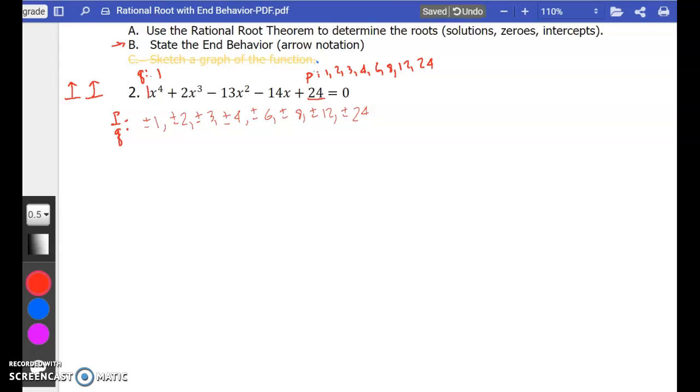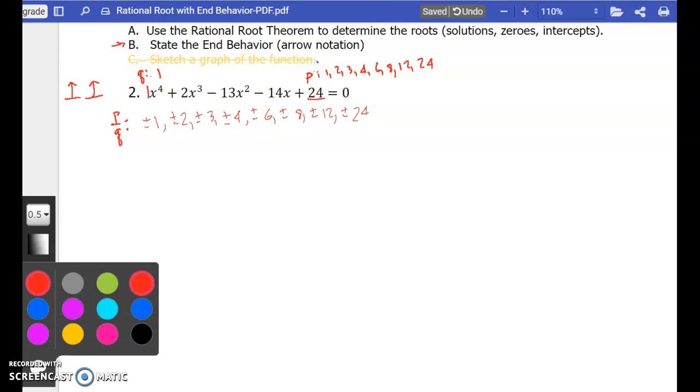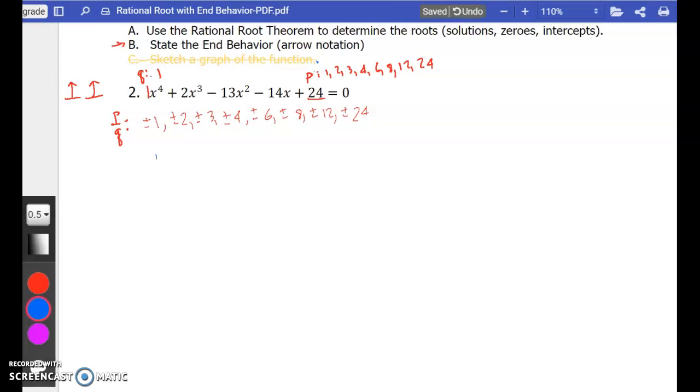So synthetic division. Let's go with 1 x to the 4th plus 2x cubed minus 13x squared minus 14x plus 24. And I do notice that I have a 4 exponent, 3 exponent, 2 exponent, a 1 exponent, and a constant, all in descending order, so I don't need to fill in any values with a 0, and everything's in standard form.